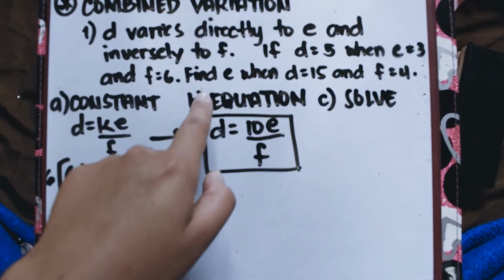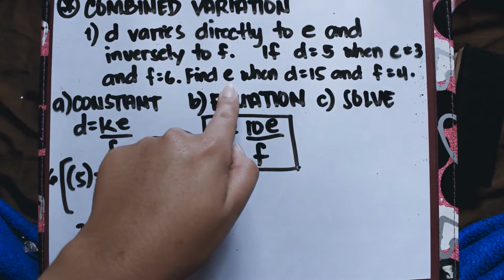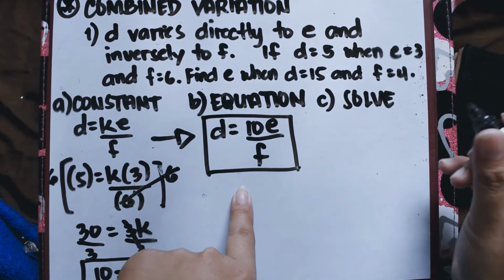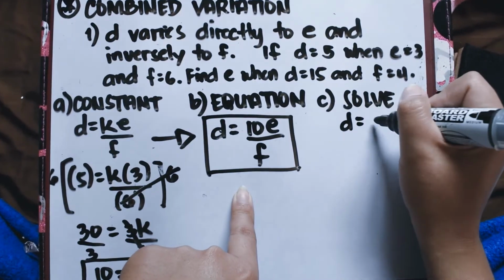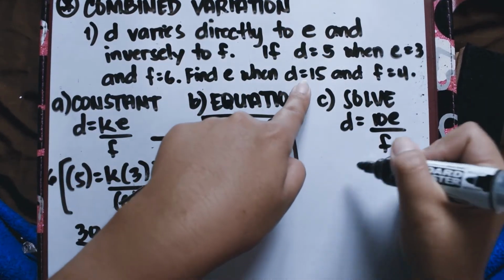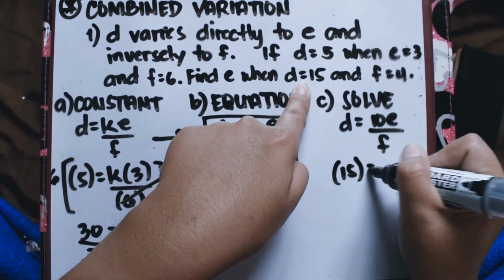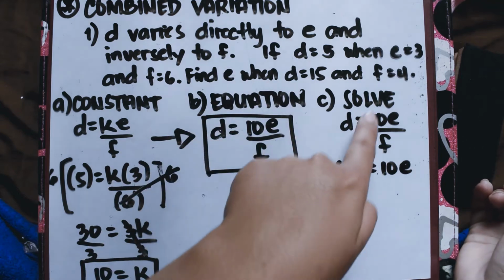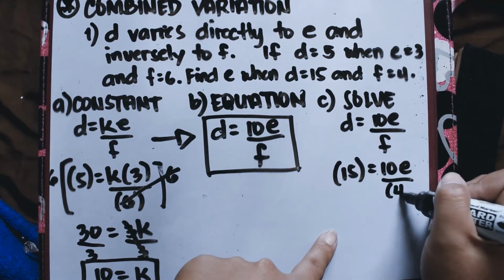So, ang hinahanap natin sa ating problem is, hanapin daw natin si E kapag ang D ay 15 at ang F ay 4. Siyempre, using our equation. So, we have D is equal to 10E over F. So, palitan na natin. Hanapin si E kapag daw ang D ay 15. So, palitan. Ang D ay 15. Copy the constant. Hanapin si E. So, nawawala si E. Wala tayong papalit. At ang F daw ay 4.